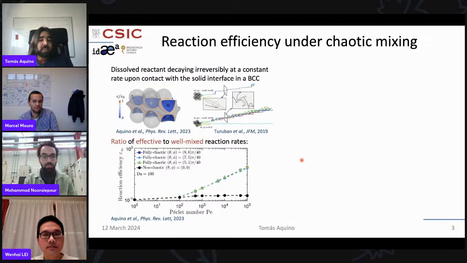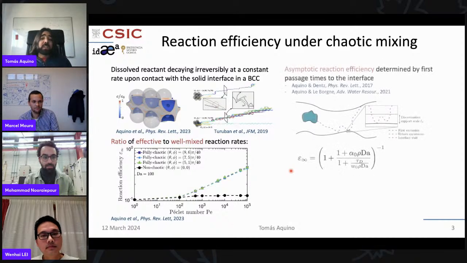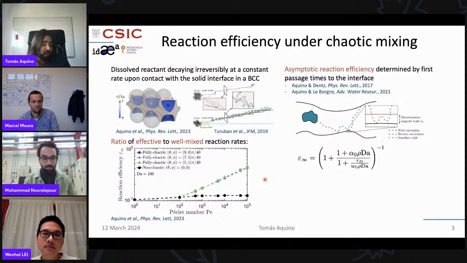But the thing is, and this we were quite surprised by, we didn't expect it, that this increase in reaction efficiency doesn't depend on the details of the flow, of the chaotic flow, as long as it is fully chaotic. So what I mean is that in particular, it doesn't depend on the Lyapunov exponent, which just measures how fast these trajectories diverge. So to understand this, we wanted to model this phenomenon so we know what's causing it and so that we can predict it.